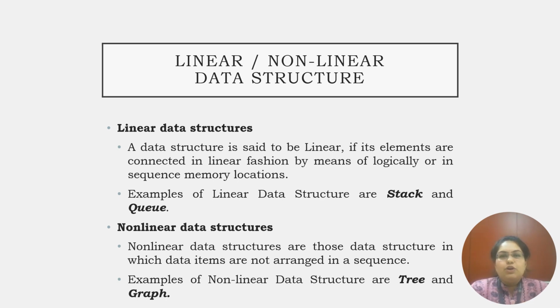Non-linear data structures are those data structures in which data items are not arranged in a sequence. For example, non-linear data structures are tree and graph. Tree is a non-linear data structure which has various nodes. The very first node is called the root node and the very last node is called the leaf node. Graph is basically a collection of vertices which are connected with edges.